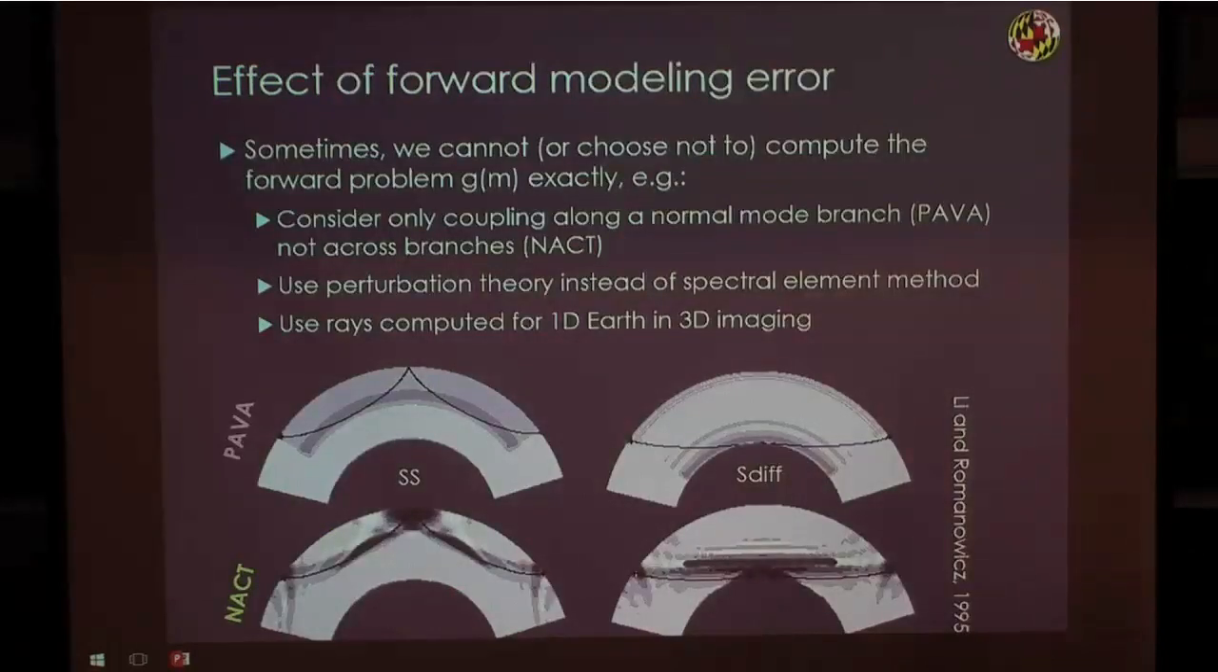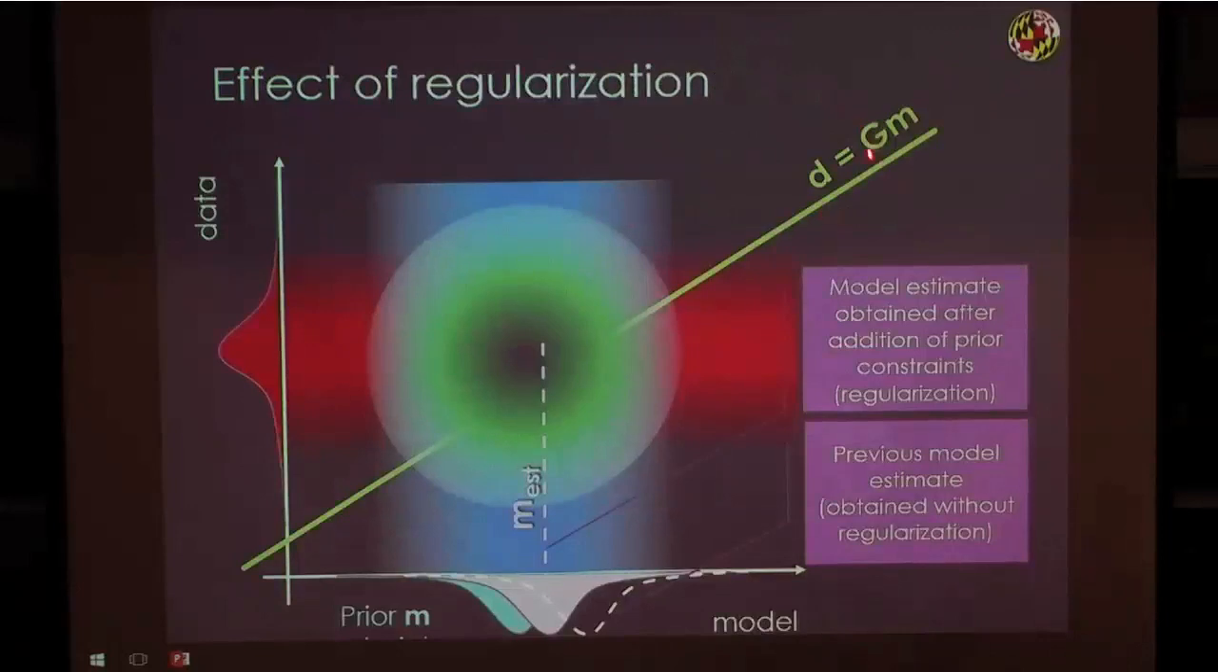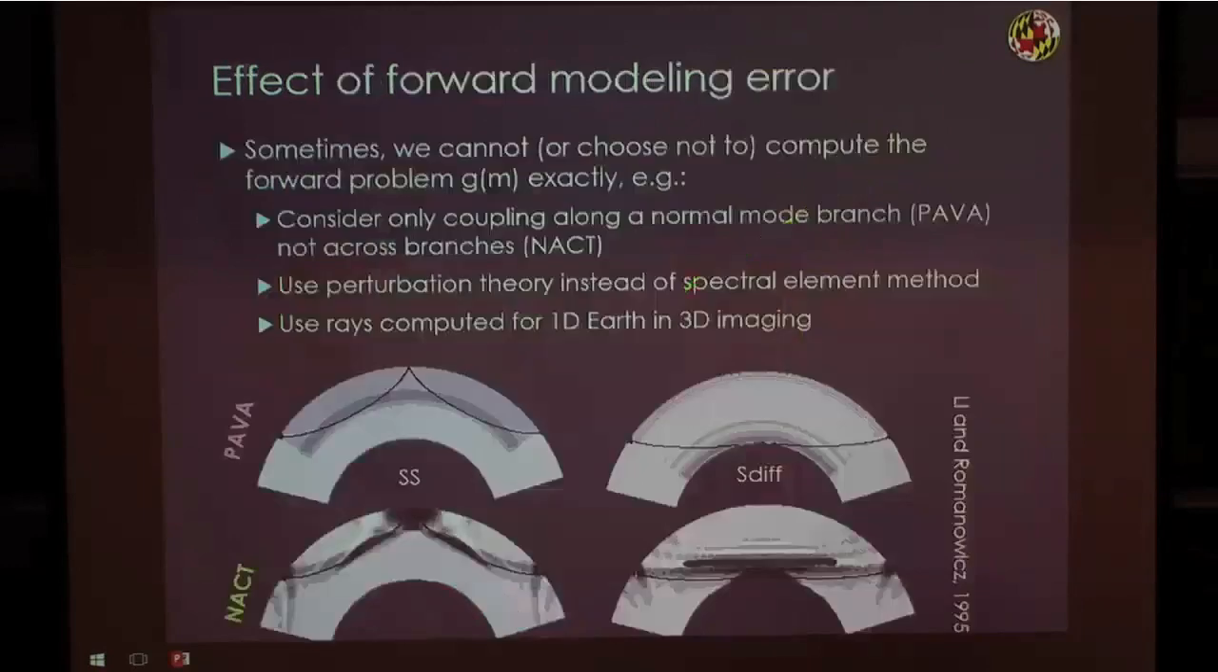So now let's talk a little bit about the effect of modeling error. In other words, what happens if this line d equals Gm is not very well known? Sometimes we cannot compute that relationship between the data and the model perfectly accurately. Sometimes we have to do it through approximations.